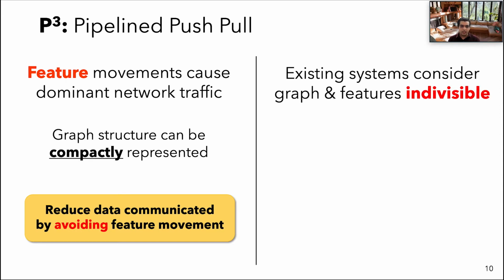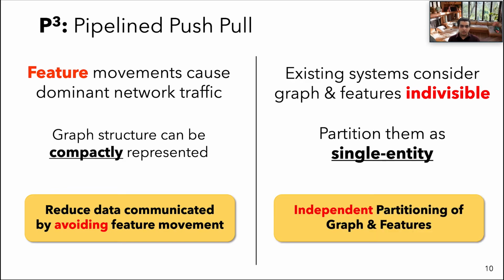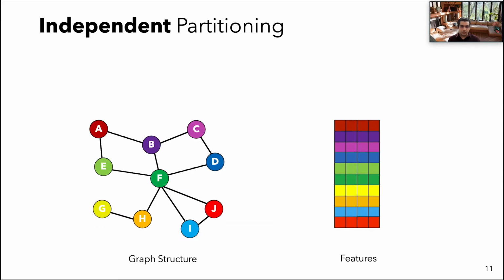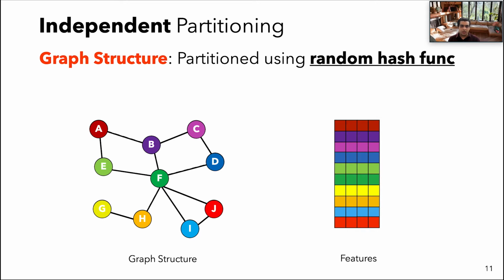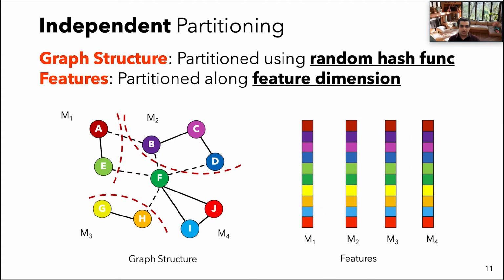Second, existing GNN frameworks consider graph structure and associated features as indivisible and partition them as a single entity. In P3, we consider them as two separate entities and opt to partition them independently. Together, these design choices result in faster training time across a range of GNN architectures. Graph structure in P3 is partitioned using a computationally simple and low overhead random hash partitioner. Independently, node features are partitioned along columns and are spread across machines evenly.